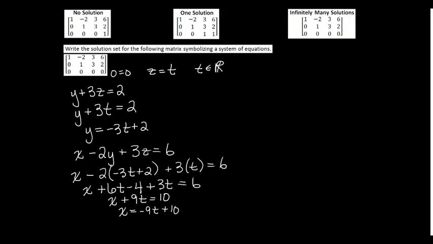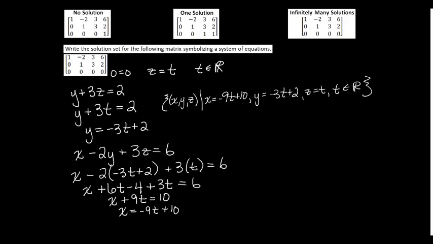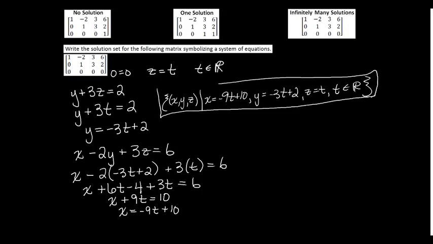So now I have my expressions for each of the x, y, and z's. So x is equal to negative 9t plus 10, y is equal to negative 3t plus 2, z is equal to t, and t is any real number. And that is the solution for an infinite system using matrices.